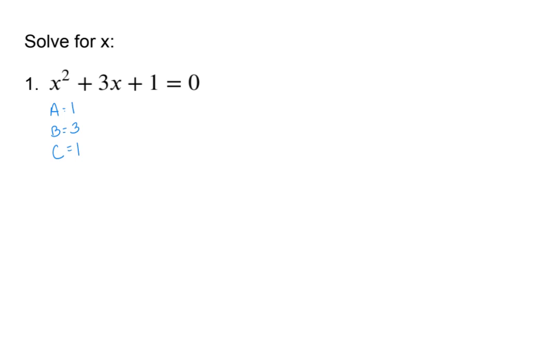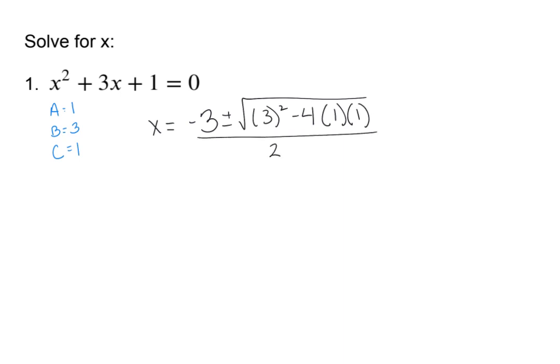So we are going to take those values, 1, 3, and 1, and put them in the quadratic formula. So x is going to be equal to negative b. So my b is 3. When I put it in, I'm going to get negative 3 for that first bit, plus or minus the square root of b squared minus 4 times my 1, that's my a, and my c, which is also 1, all over 2 times a, which is 1.